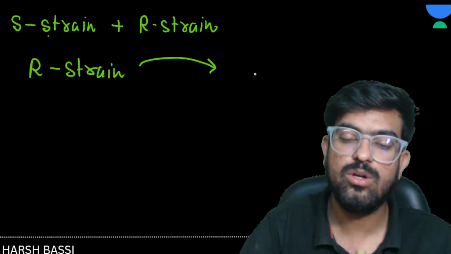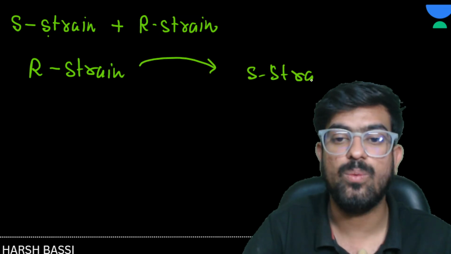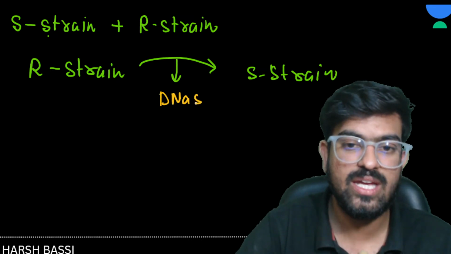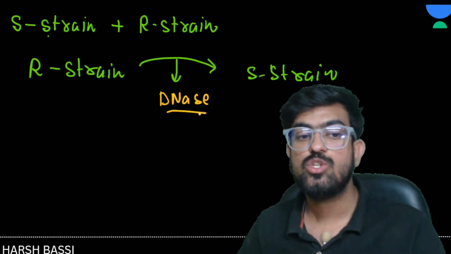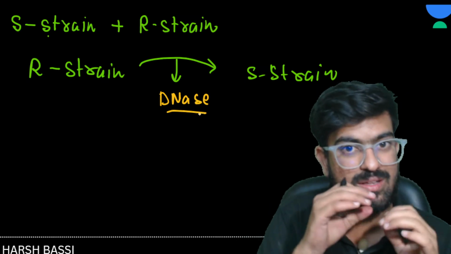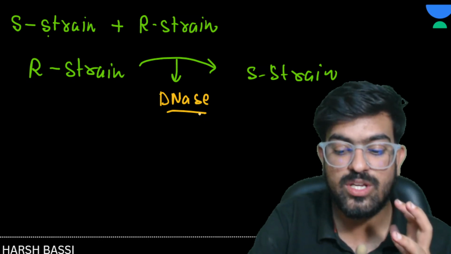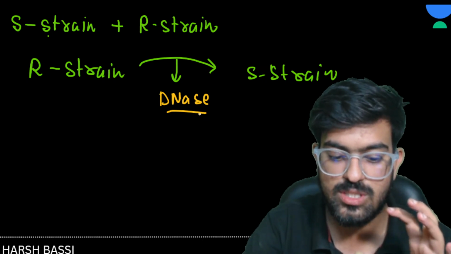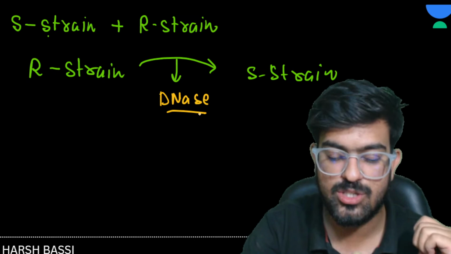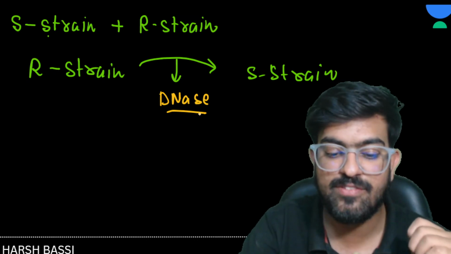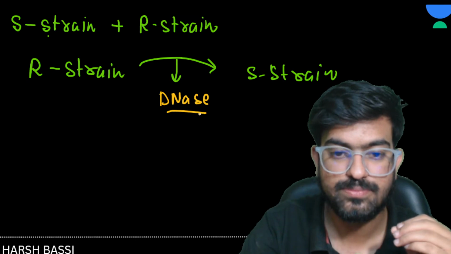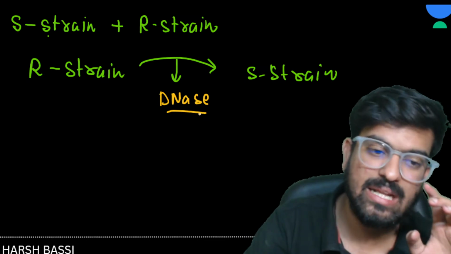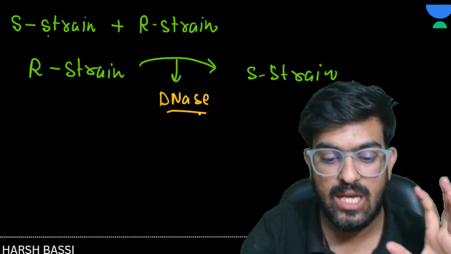R strain didn't get converted into S strain when the enzyme DNase was used. So this proved that DNA is responsible for the transformation. Clear to everyone? Any doubts? No doubts? Great. So this was done by the Avery, McLeod and McCarthy experiment.